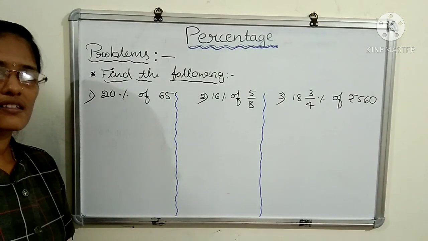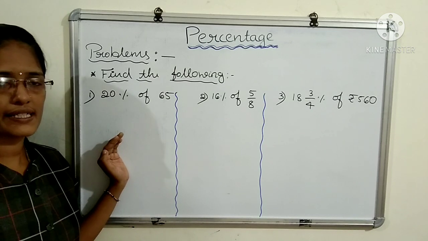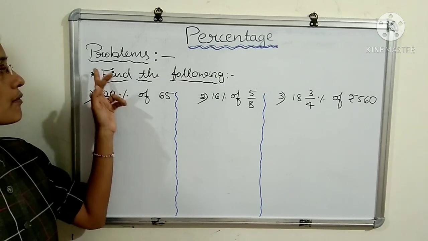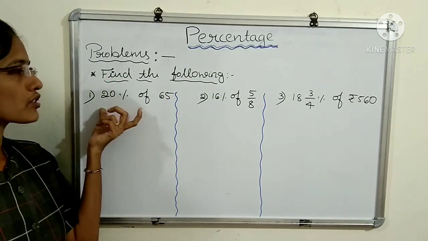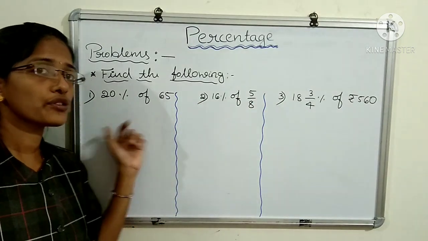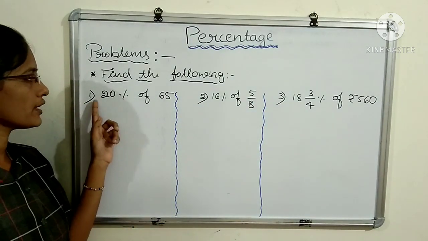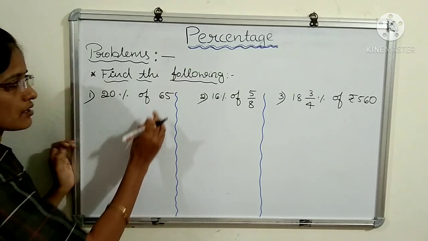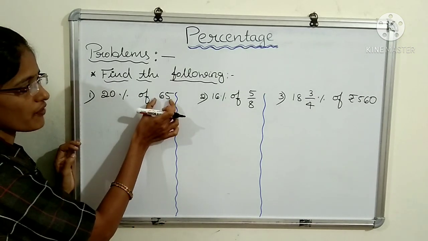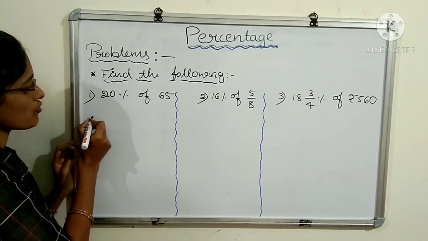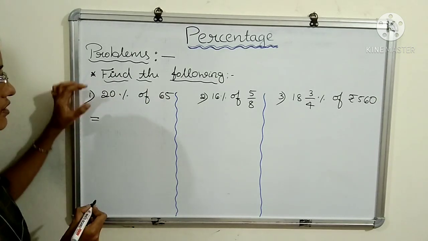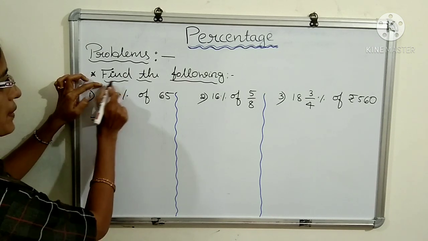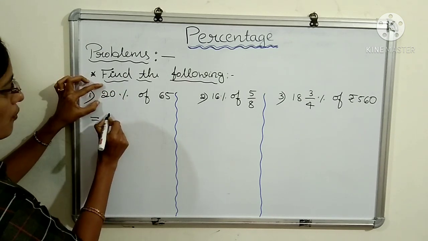Students, in today's class, let us continue the problems on percentage. Here, find the following. If the questions are in this way, how to find the value, students? See, first one, 20% of 65. Yeah, 20% of 65 means how much value and how to find out. First, say 20%. Percentage convert to fraction form.